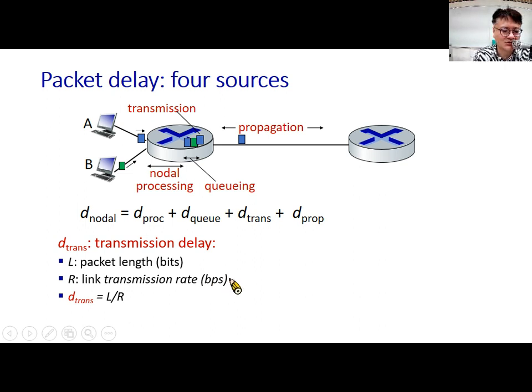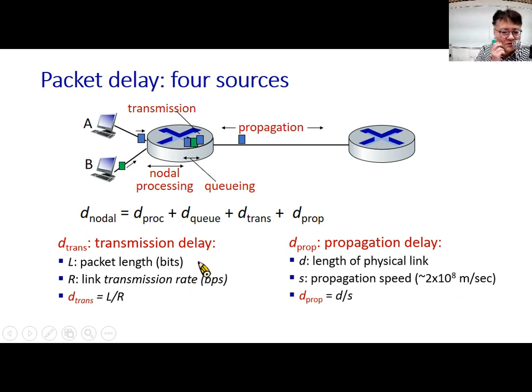So totally, the transmission delay equation is D of trans equals L over R. It's the packet length over the link transmission rate. Because packet length is in bits and the rate is in bits per second, the bits cancel, so the unit changes to time. It's equal to seconds.